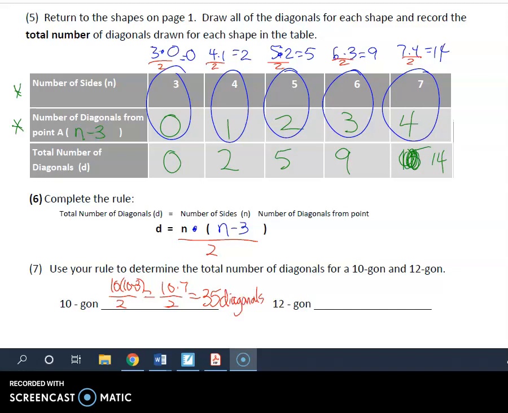For a dodecagon, there are 12 sides, or 12 vertices. There are 9 diagonals coming off of each vertex. And that's twice as many as are actually drawn. The reason we're dividing by 2 is because when I draw in a diagonal, it's going to 2 vertices, not just 1. So I'm dividing by 2 because 12 times 9, as well as 10 times 7, is twice as many diagonals as actually are drawn. So you have 9 times 12, which is 108. 108 divided by 2. So a dodecagon has 54 diagonals.